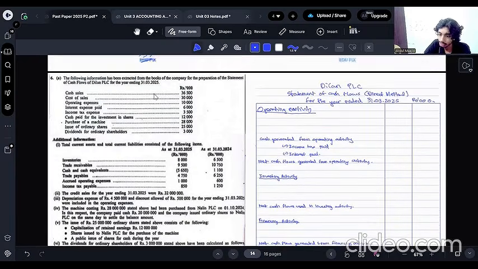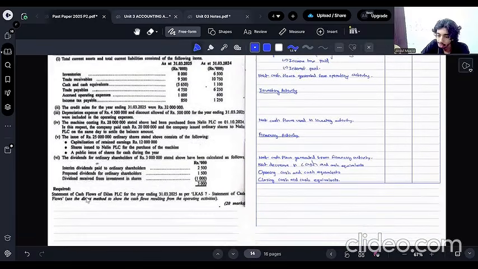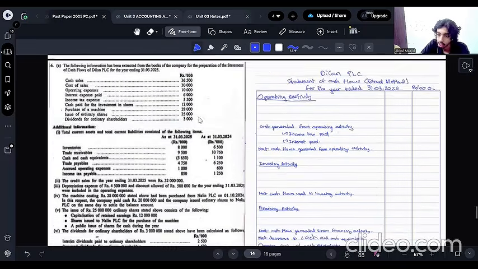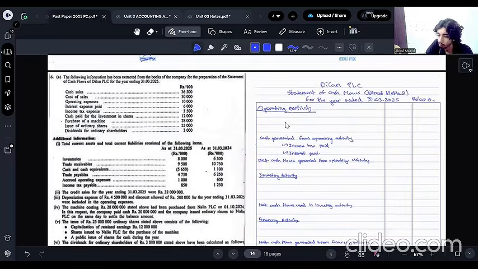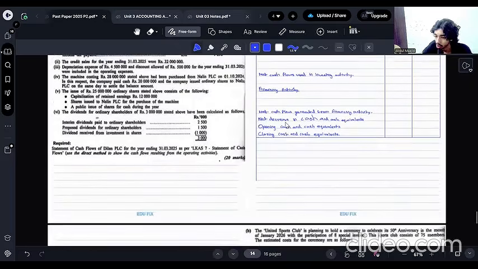So cash sale, now here they are telling us first of all to prepare the cash flow statement on the direct method, using the direct method to show the cash flow resulting from operating activity. So cash sale, you can record it as operating activity. Cash sales 36,500. Then for credit sale, you can prepare the debtor account and find out how much cash you received from your debtor. Okay, so you can open a debtor account.